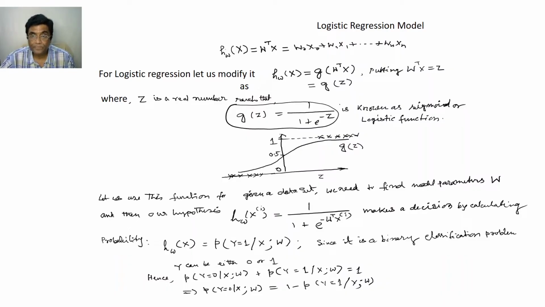If you see, you can put that putting the value, z equals to 0, then you are getting e to the power 0 equals to 1, so you are getting 0.5. So anything less than 0 will be here, all the data will be here. Anything greater than 0, all the data will be here.